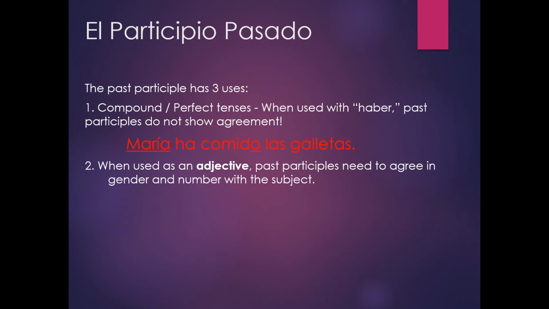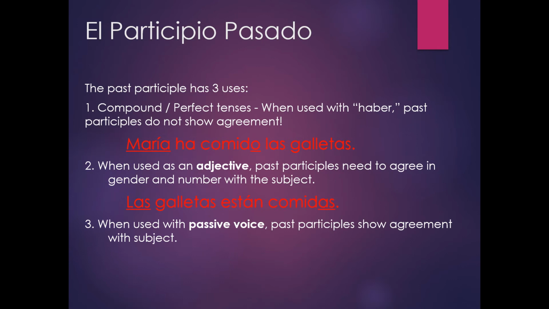Number two, when used as an adjective, the past participle does need to agree in gender and number with the subject. So for example, the cookies are eaten. Las galletas están comidas. They're all gone. They are eaten. And number three, when I'm using it with the passive voice, the topic of this lesson, I do have to make the past participle agree with the subject. So for example, in this sentence, now the subject is the cookies. It's no longer Maria. The subject is cookies, las galletas. And I'm saying the cookies were eaten by Maria. Las galletas is feminine plural. I have to make the word comido into comidas to make it feminine plural.